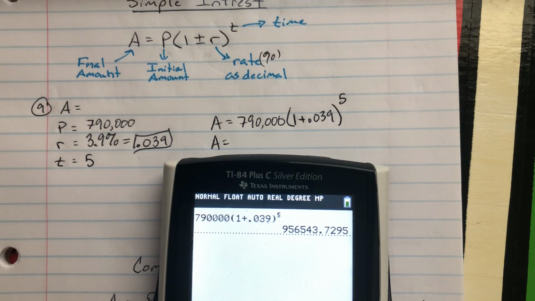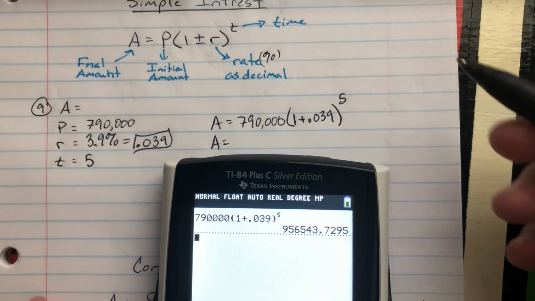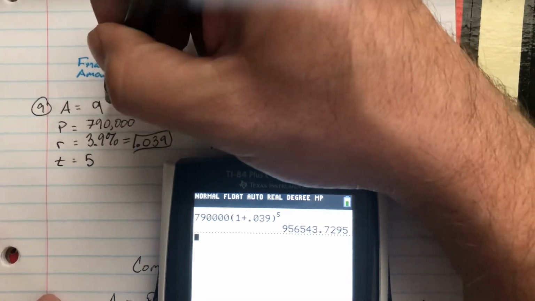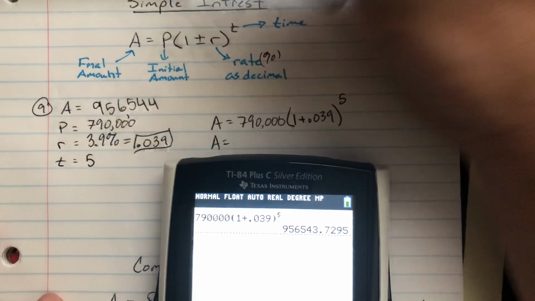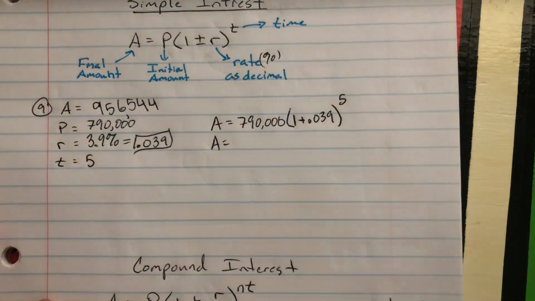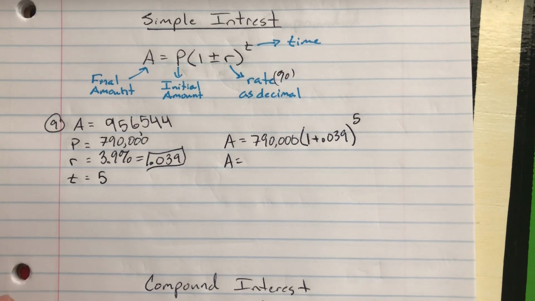Now, since this is people, I'm not going to have 0.7 people, so I'll just round up. So my final answer is going to be 956,544, so 956,544 people approximately after 5 years.